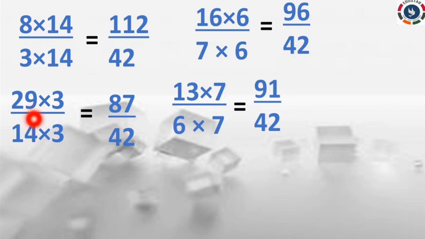Then 29 by 14. You multiply by 3, you will get 42. So 29 into 3 is 87. 14 into 3 is 42. The next one: what do you multiply by 6 to get 42? That is 7. So 13 into 7 by 6 into 7, you will get 91 by 42. Whatever you multiply in the denominator, the same thing you use in the numerator.